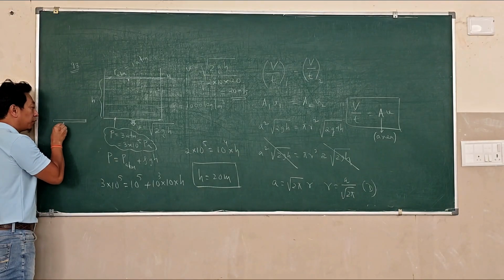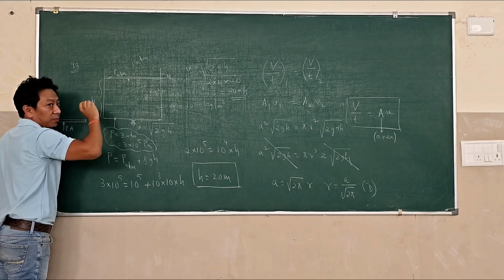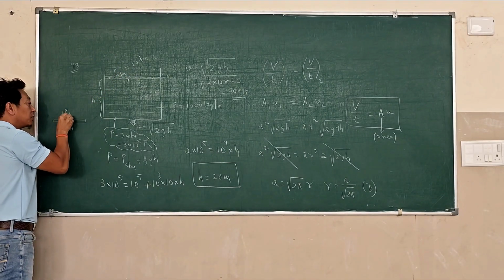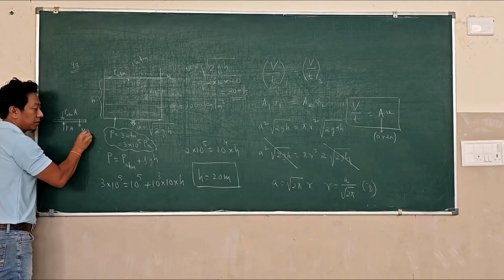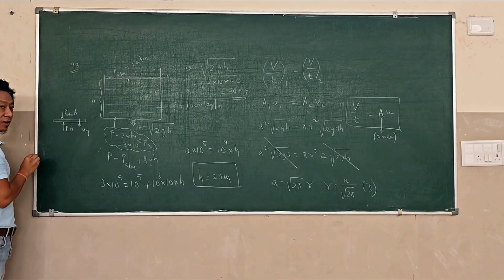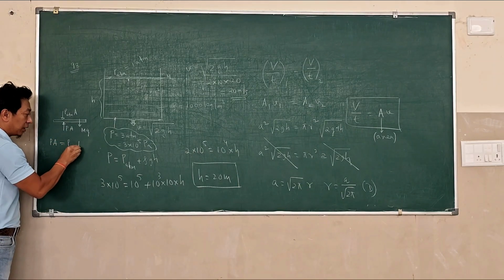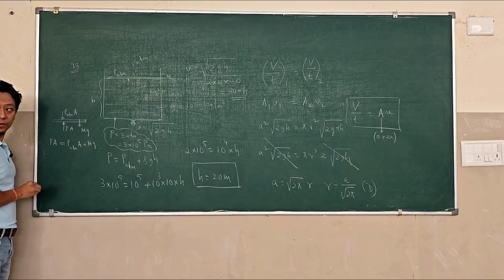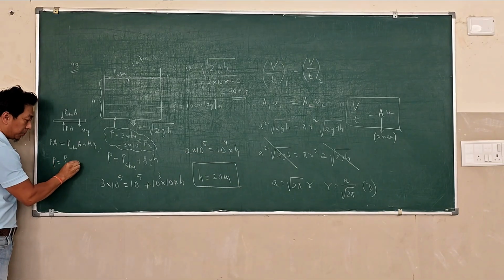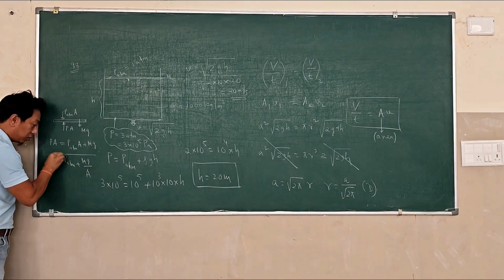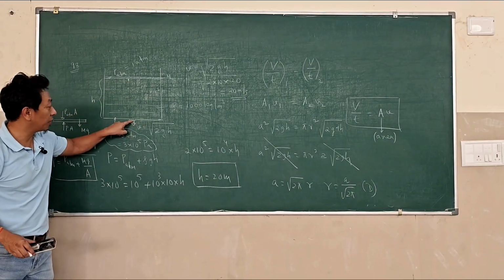Due to pressure here there will be force P into A. Due to atmosphere, outside is atmosphere, there will be pressure P atmosphere into area plus mg. Now if the piston is at rest, P into A, upward force, should balance P atmosphere into A plus mg. So what will be P here? P atmosphere plus mg divided by A. So this P you have to use in Bernoulli's principle between this point and this point.